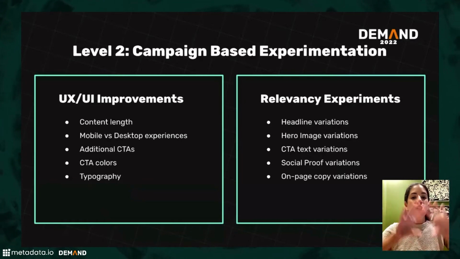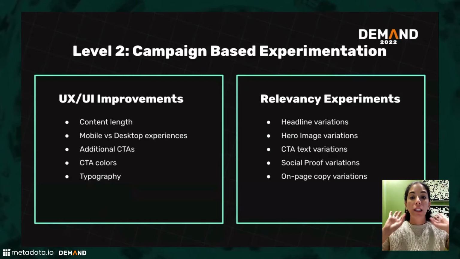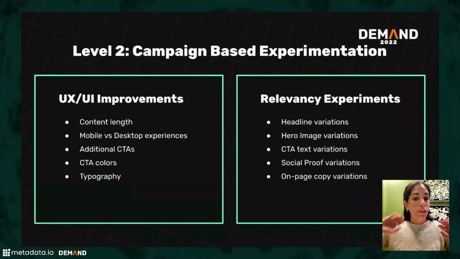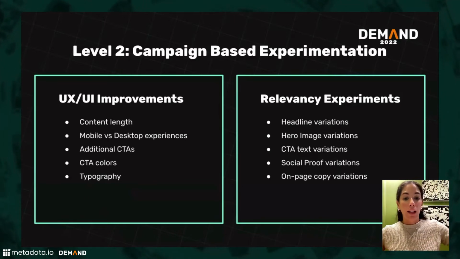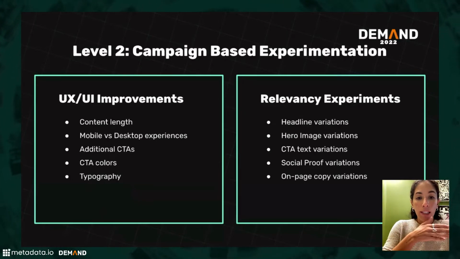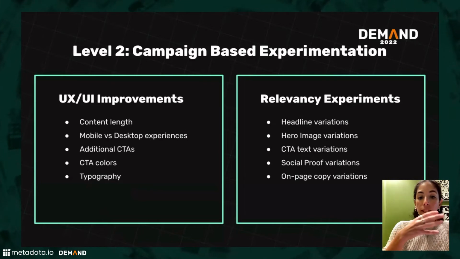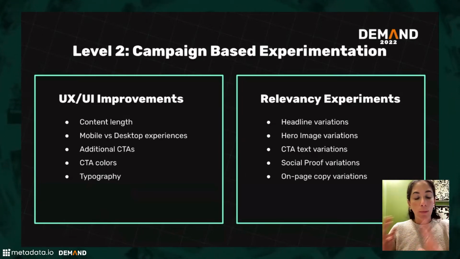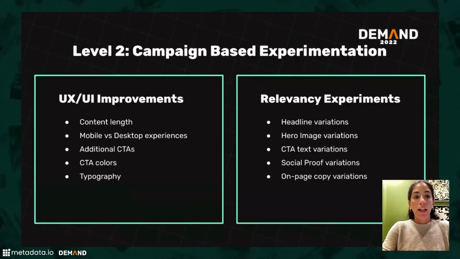That's why each of the levels are now split up into 2 roads that you could take. If you take one road, it doesn't mean you can't take another. It's just how should you prioritize your work. So if we look at UX and UI improvements, you can test things like content length. Do people prefer longer form or shorter form pages within the context of that campaign?